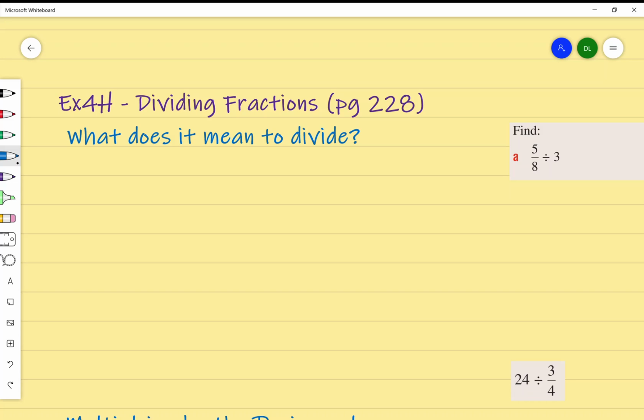So this is exercise 4H on dividing fractions on page 228. We talked about what it means to divide. We said it means splitting amongst others, so the total should be the same, but we're seeing how much each, let's say, individual gets. So when we say what does it mean to divide, it's the same as multiplying by the reciprocal.